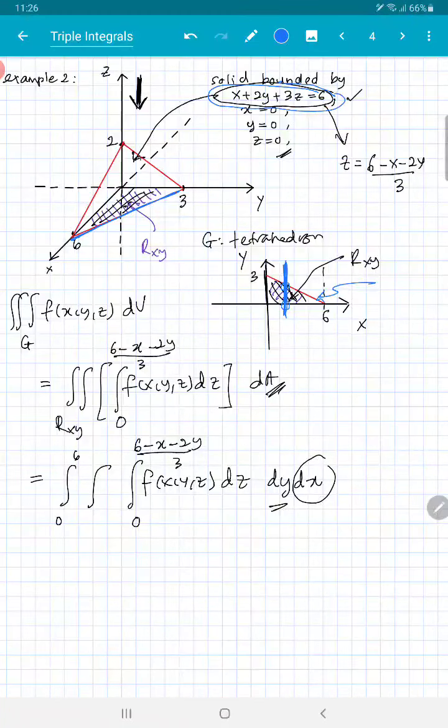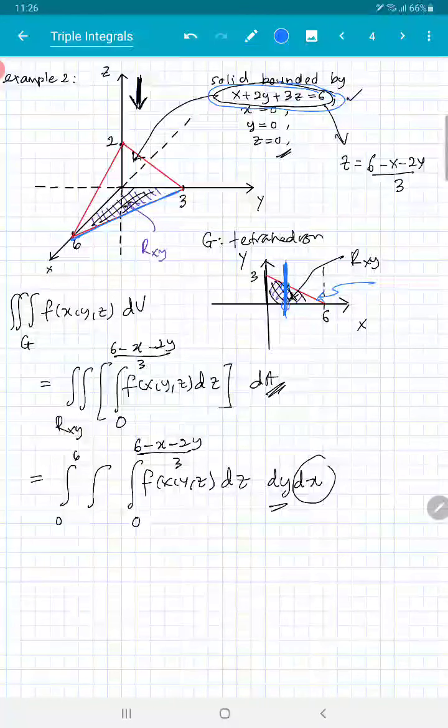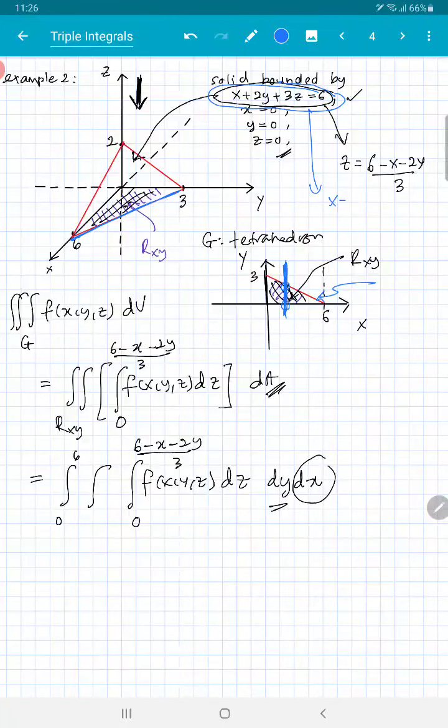So part of that plane, when z is 0, from here we get x plus 2y equals 6. And then rewriting this, you have y is 6 minus x over 2. So that would be the equation of the line.